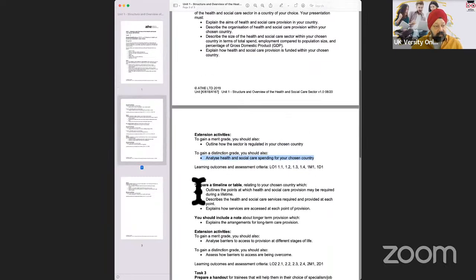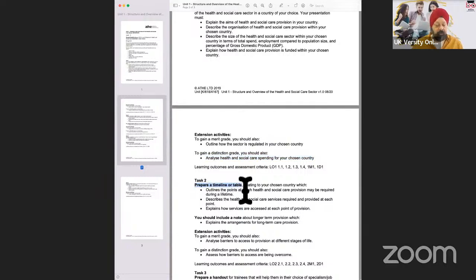Now, task 2 says prepare a timeline or a table. So you're going to use a Word document, create a table in that, and that would essentially depict a timeline. You cannot describe it descriptively, because at the end of the day, the assignment is asking you to prepare a table or a timeline.